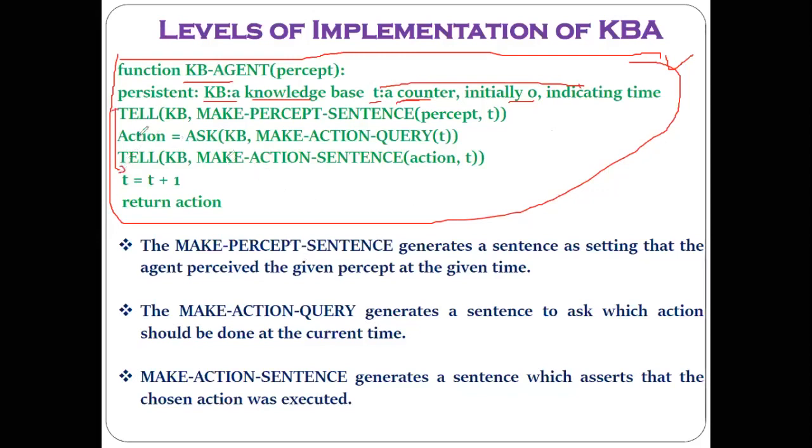Now here you can see the three sentences we have written as pseudocode. In that, as I said, the knowledge-based agent performs the activity with the help of different mechanisms, like the tail mechanism we have discussed. What does the tail mechanism do? It perceives something from the environment. That's why I have written here KB, the knowledge base, comma, make percept sentence. What does make percept sentence mean? It generates a sentence stating that the agent perceives something from the environment. That sentence is something which has been perceived from the environment.